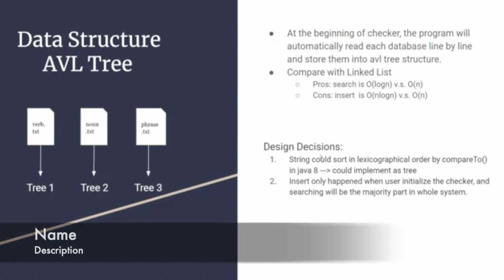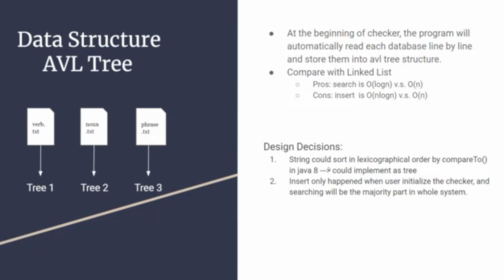The main data structure we use in our project is the AVL tree. After the crawler gets the data from the website, we will store it in a txt file line by line. At the beginning of running the checker, the program will automatically read each database line by line and sort them into AVL tree structures in memory.